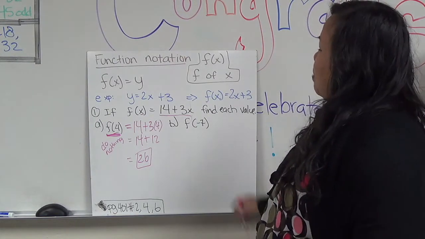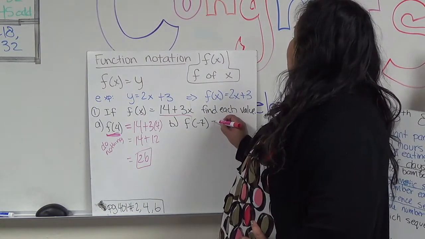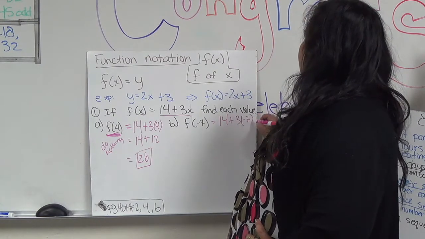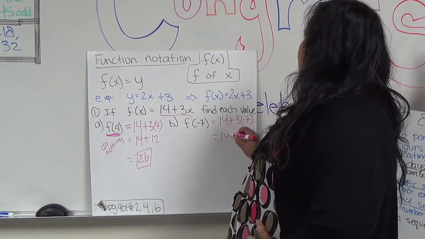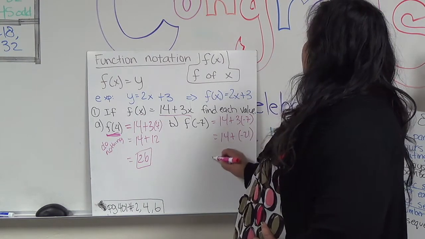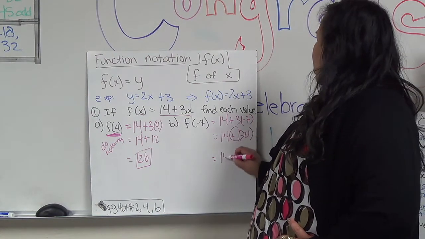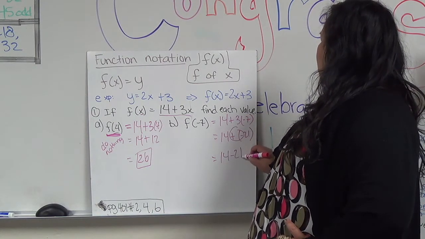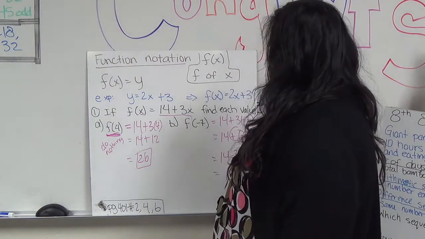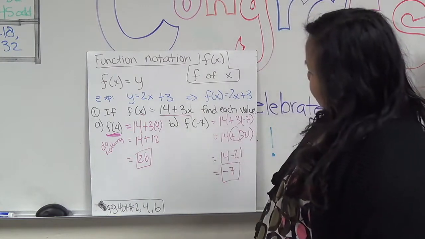I do the same thing here, but instead of replacing it by 4, I'm replacing it by -7. So 14 plus 3 times -7, which gives me 14 plus negative 21. Okay, this plus and negative together gives me 14 minus 21. And then I end up with negative 7.